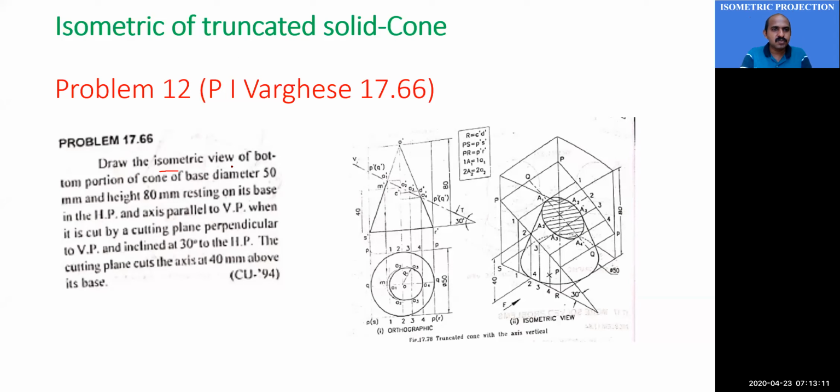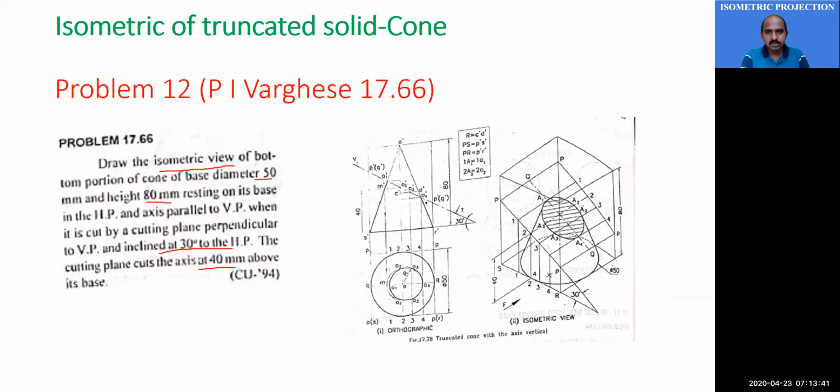It's again an isometric view of the bottom portion of a cone, base diameter 50 and height 80 mm, resting on its HP with its axis parallel to VP, when it is cut by a plane perpendicular to VP and inclined at 30 degrees to HP. The cutting plane is at 40 mm above the base. As the height of the solid is 80, the cutting plane bisects the axis, because it is 40 mm above its base.